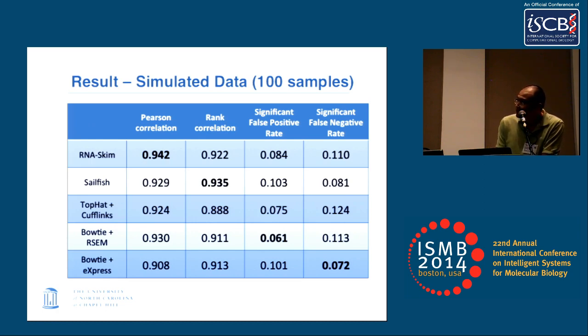For example, Sailfish and Express report a relatively high false positive rate, but a relatively low false negative rate. But the other 3 typically report a relatively low false positive rate, but a relatively high false negative rate. So not a single method wins, but we think this is good because at least RNA-Skim didn't do anything terribly wrong compared to the other 4 methods.